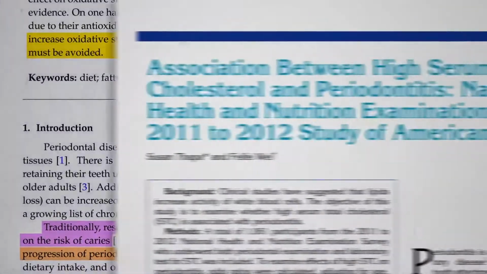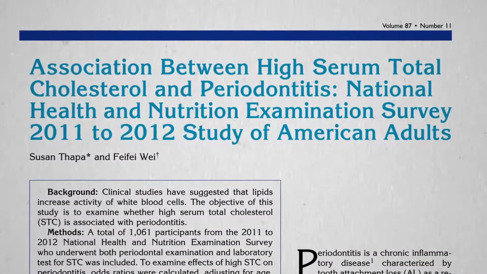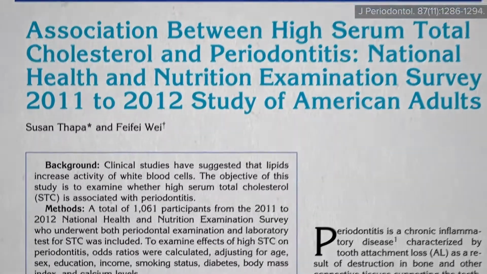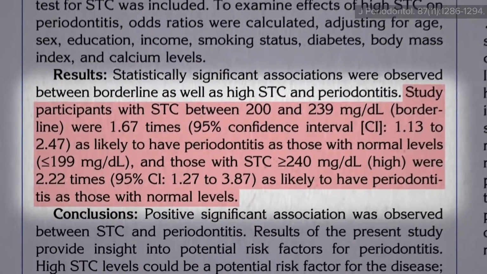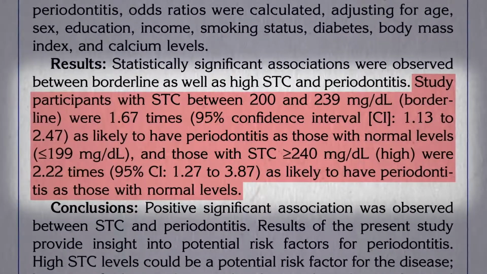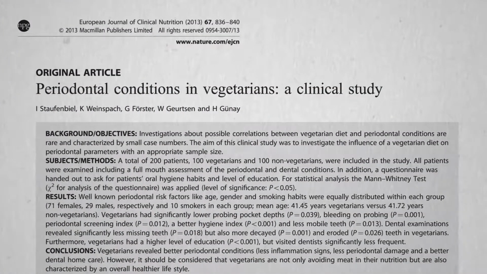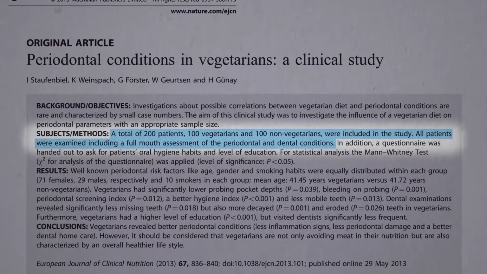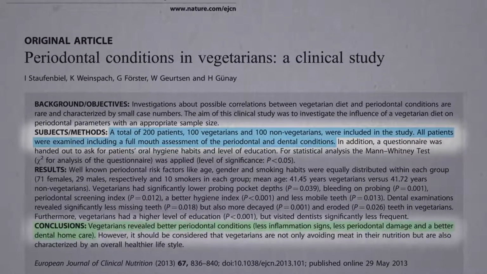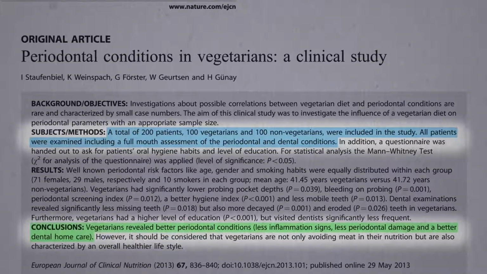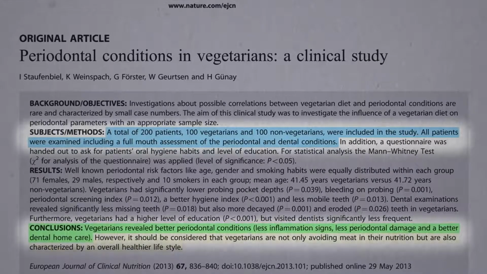Is there an association between cholesterol levels and periodontitis? If not, it would be hard to implicate saturated fat, but no, there does appear to be a link. Those with high cholesterol do appear to have up to double the risk. What about periodontal conditions in vegetarians? 100 vegetarians versus non-vegetarians were studied, and those eating vegetarian did have better periodontal conditions, less inflammation signs, less periodontal damage, and better dental home care.